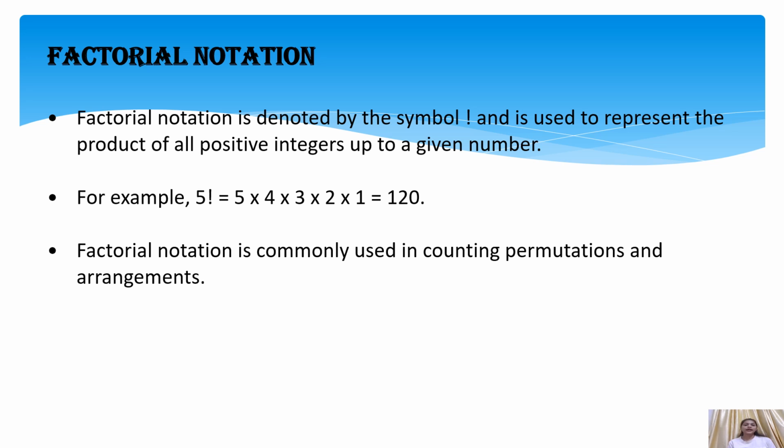The next is factorial notation. Factorial notation is denoted by the symbol ! and is used to represent the product of all positive integers up to a given number. This is an example of factorial notation. Factorial notation is commonly used in counting permutations and arrangements.